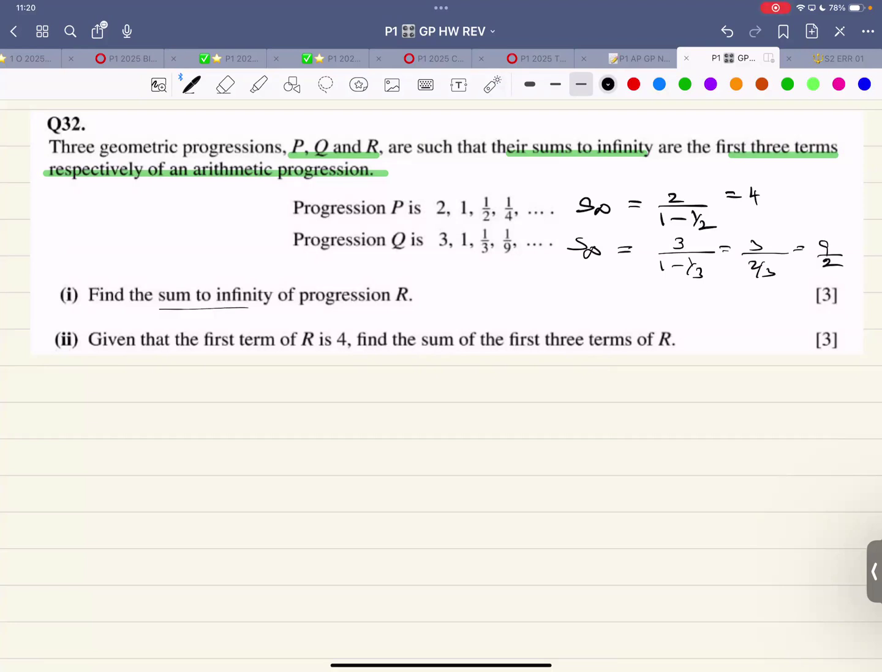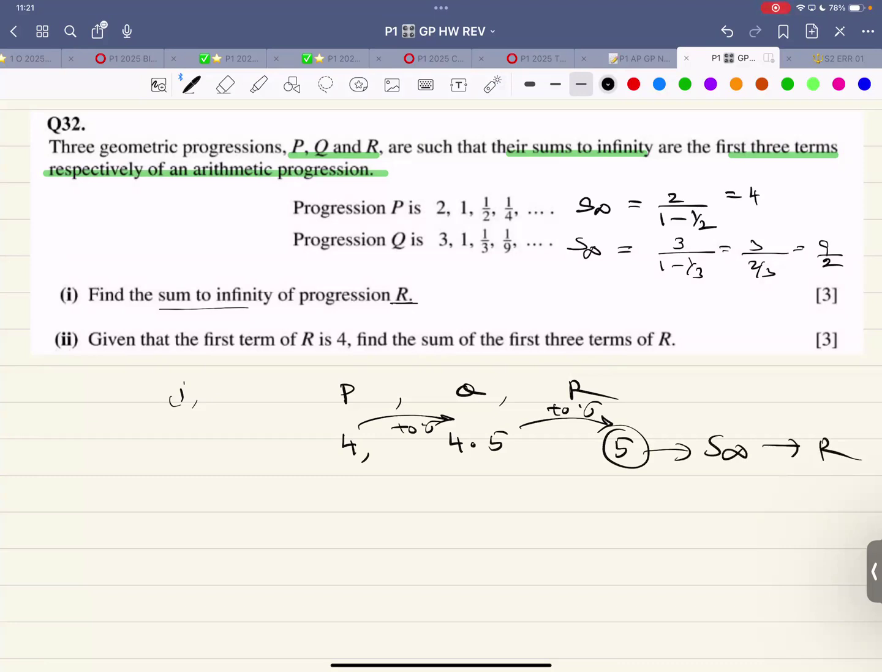Find the sum to infinity of the progression R. So now it says P, Q, and R, right? In this order. So therefore, the sum to infinity of P is 4. This is 4.5. There is an addition of 0.5. Therefore, the next one should be what? 5. So this is the sum to infinity of series R. Is this clear? 4, 4.5. The next one has to be 5.